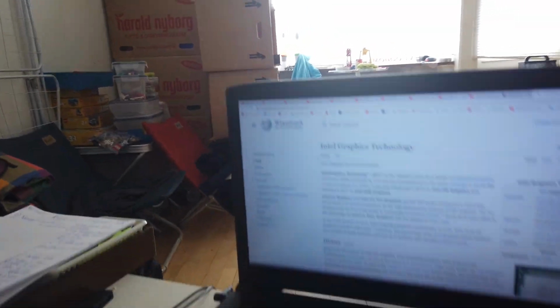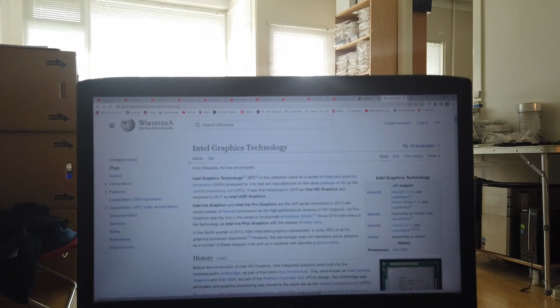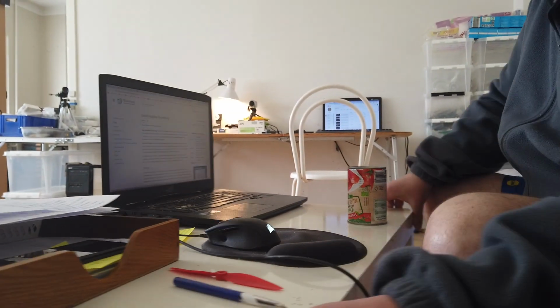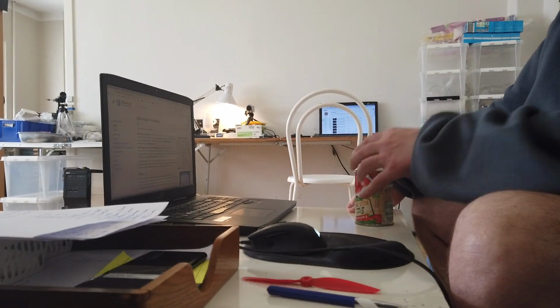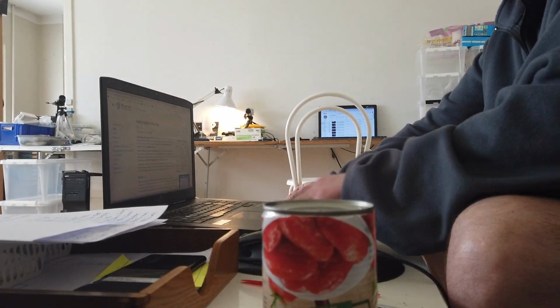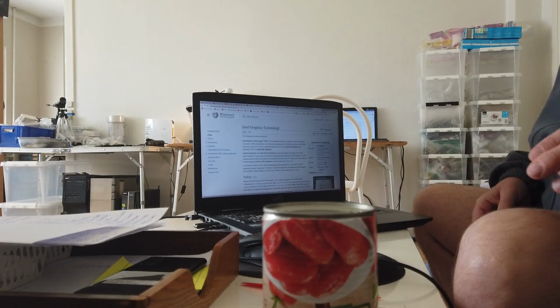It's soon 2 p.m. I've just been outside to get more cola from Lidl. But I could read about this Intel graphics technology. Could do that. Why not? I have read 2 PDFs today.